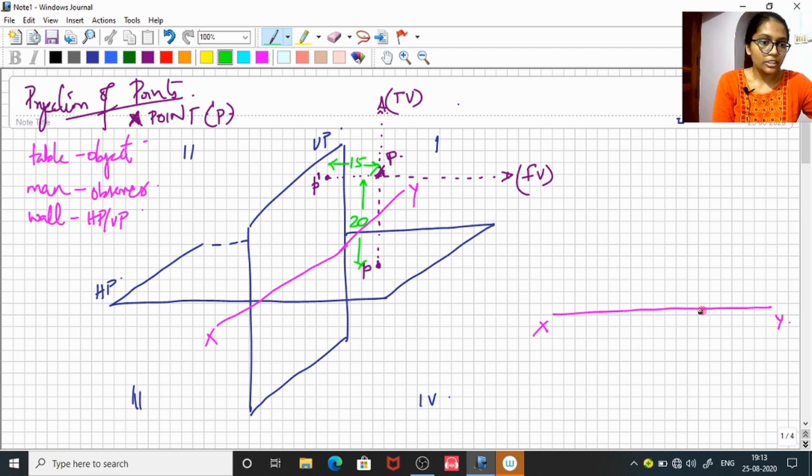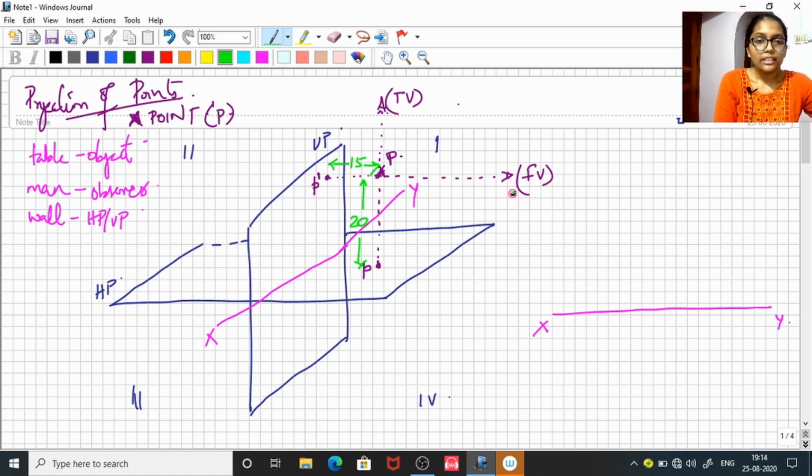Okay, so we have to even mark this dimension also. I mean 15 and 20 has to be indicated in this diagram also. Okay, so let us start. First of all, we are going to mark the front view. Okay, that is the easy way. So let us mark front view.